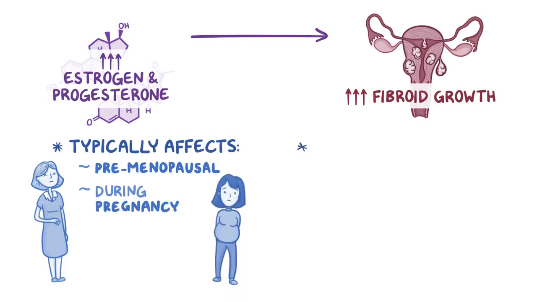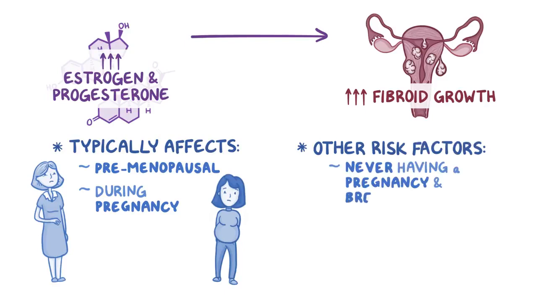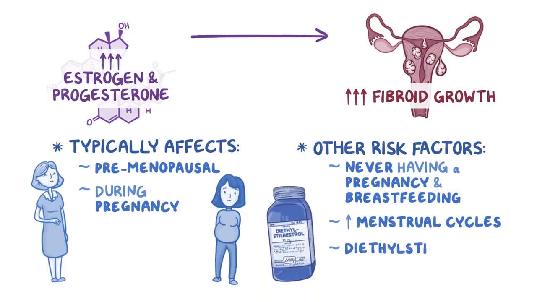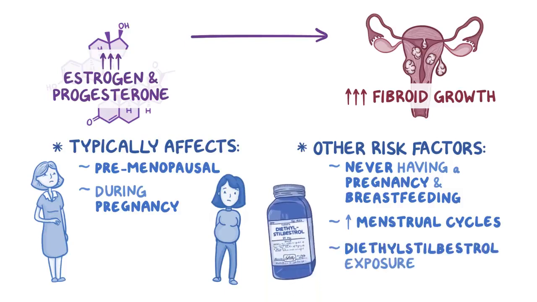estrogen around. Another risk factor for developing a fibroid is never having a pregnancy and breastfeeding, and having many menstrual cycles, each with a wave of hormones. Finally, a historical risk factor that's less relevant now was exposure to diethylstilbestrol, an estrogen medication that used to be given to pregnant women.